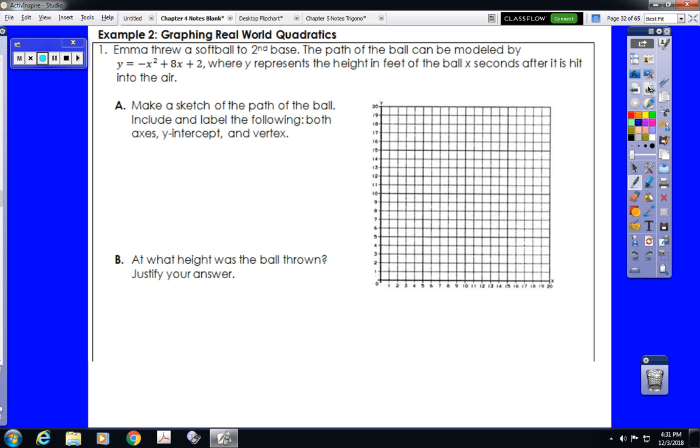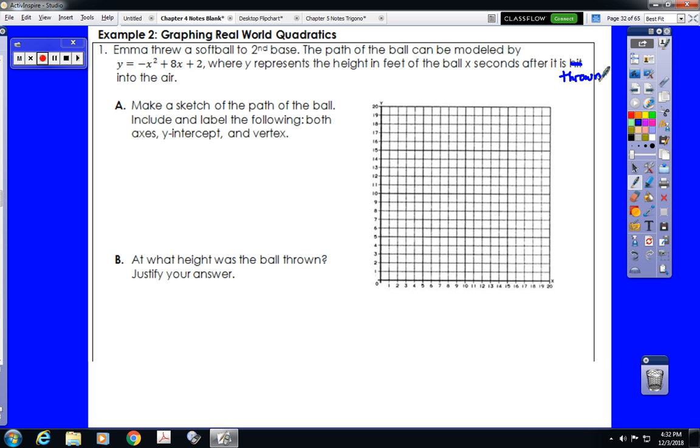All right, next up, here's a real-world question based on this skill. So we're going to go through this. Emma threw a softball to second base. The path of the ball can be modeled by y equals negative x squared plus 8x plus 2, where y represents the height in feet of the ball x seconds after it is thrown in the air.